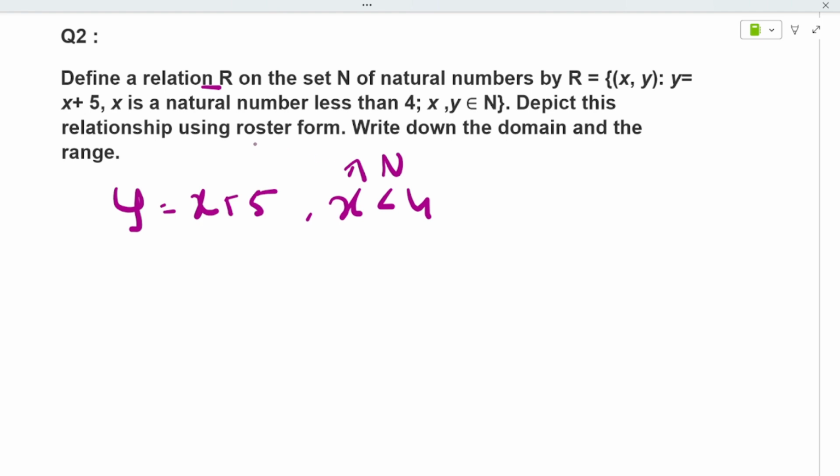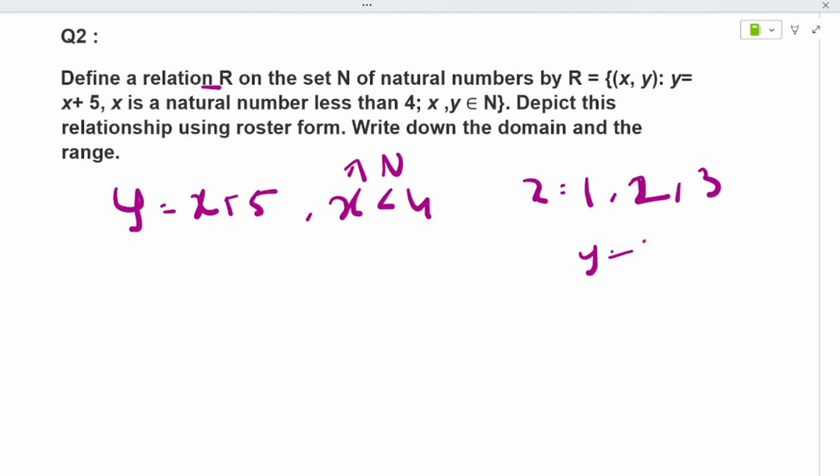Depict its relation using roster form. I hope you know the roster form and set builder form. And we have to find the domain and range. Now, let's first find out the relation, how we wrote in the earlier questions. If you have to take out this value, first you have to substitute, right? They have given x is less than 4, so we can predict that x will be equal to 1, 2, 3. Okay, now substitute.